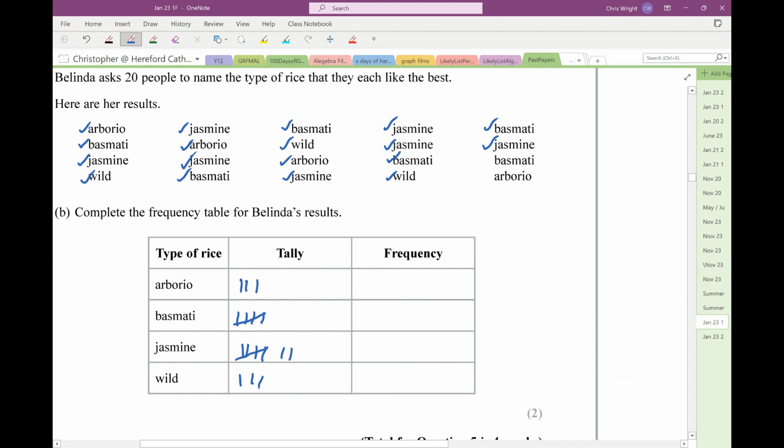Jasmine, basmati, and finally, the one I can't pronounce. Right, so there are the tallies. Now, let's work out how many times each one appears.